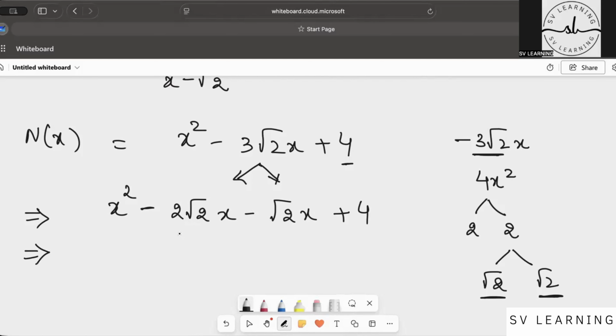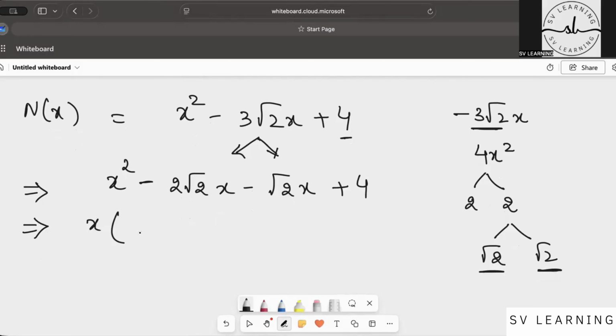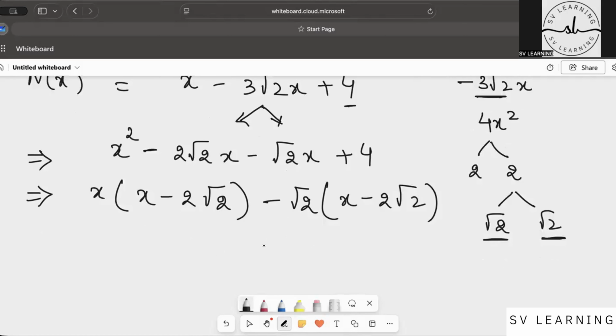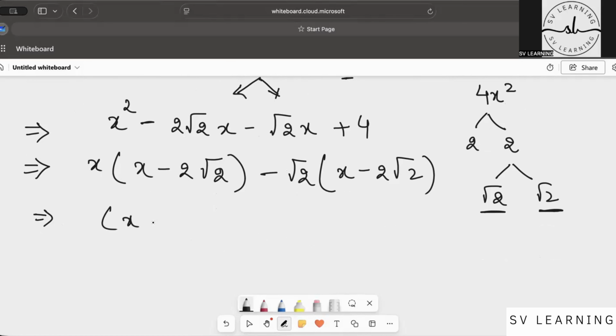That means if I add minus 2 root 2x and minus root 2x, I'll get minus 3 root 2x, which is correct. If I multiply them both, negative sign gives me a positive, which is also correct, and 2 root 2 into root 2 gives me a 4, which is also correct. Taking x common, I get x minus 2 root 2. Again, taking root 2 common, I get x minus 2 root 2. That means my factors are x minus 2 root 2 into x minus root 2.